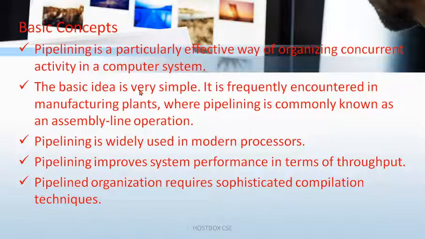The basic idea is very simple. It is frequently encountered in manufacturing plants, where pipelining is commonly known as assembly line operation. Pipelining is widely used in modern processors. Why do we need pipelining? Because all modern computers use pipelining, and it always improves system performance in terms of throughput, and it also requires sophisticated compilation techniques.